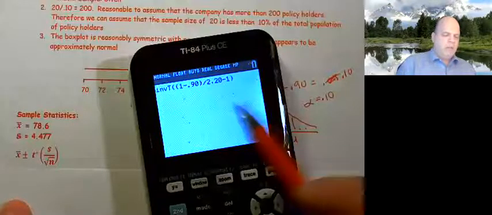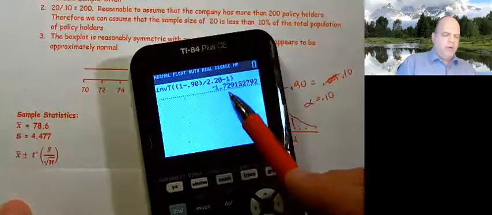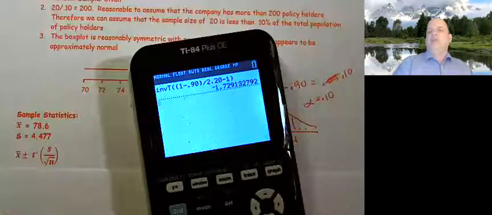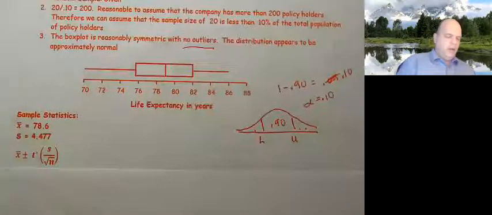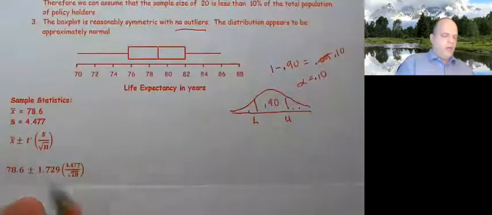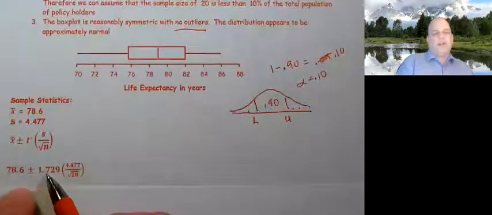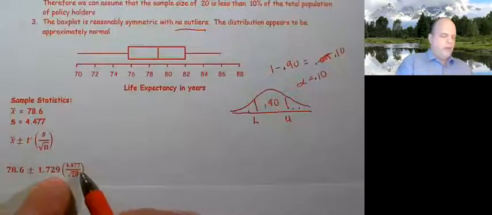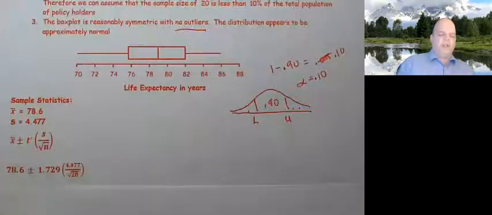And we end up getting a t star of negative 1.7291. So my t star is negative 1.7291. So I'm going to plug all of that into my equation. I always like to keep my t stars positive. Technically, you don't have to, it just makes things easier. So this 78.6 plus a t star, there's my standard deviation of my sample, everything's plugged in.